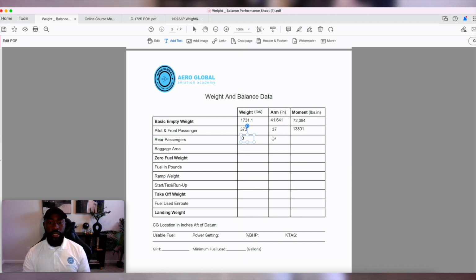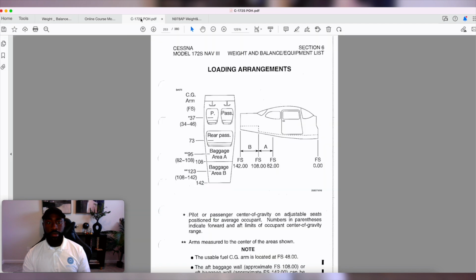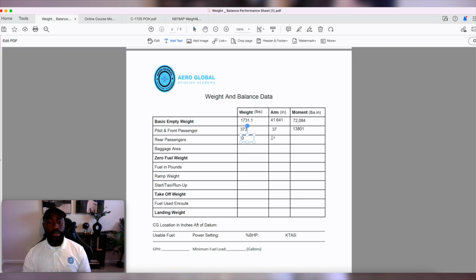And then if I had somebody, I'd still have to figure out the arm. So you just use the same idea. Come back to the loading arrangement and look at what the arm is for the rear passengers. And here it says it's 73. It doesn't provide any note because usually the rear passenger seat is always fixed. If it's adjustable, it will give you a forward and aft limit. So it says it's 73 here, so I put 73. So for the moment, if I multiply 0 by 73, multiply anything by 0, you get 0. So basic math, right?